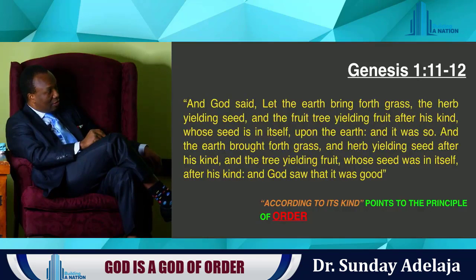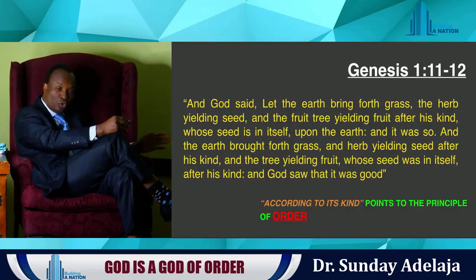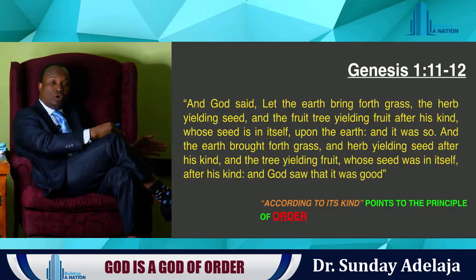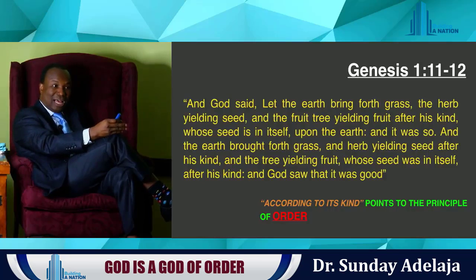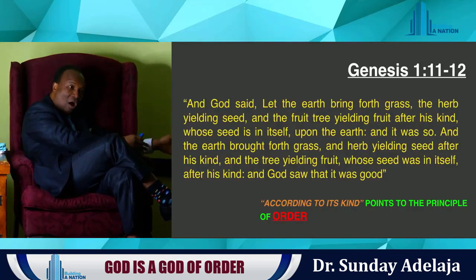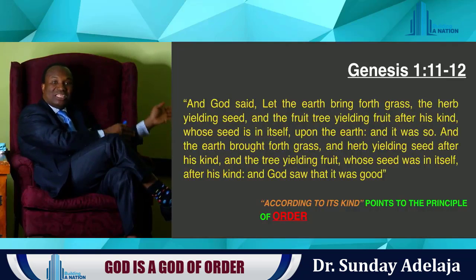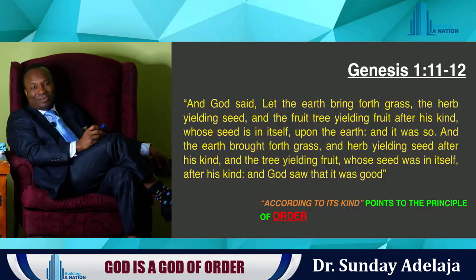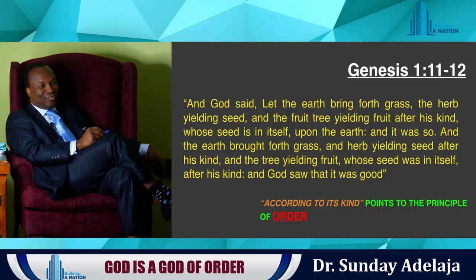According to its kind points to the principle of order. Yeah. According to its kind, it means order. According to its kind, its type. So each type and each category is organized according to the precepts of what they are, according to their species. So according to its kind, that is talking about order. You see, this whole chapter is more about order than even creation.